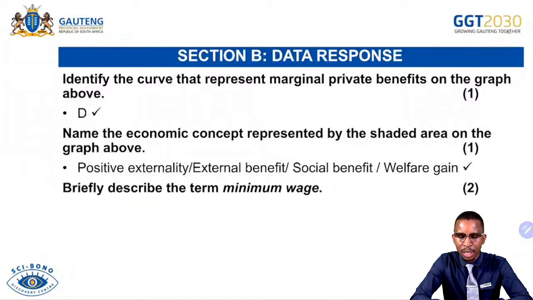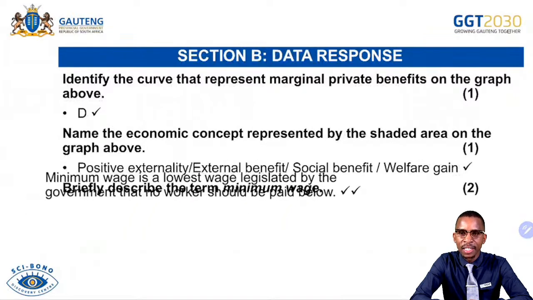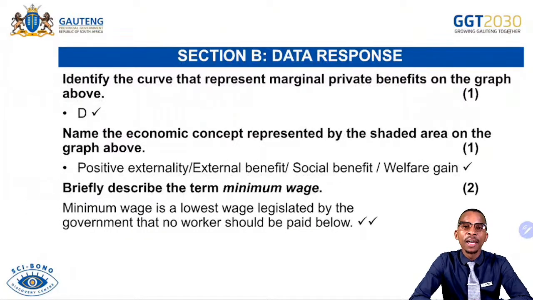Briefly describe the term minimum wage. So we know that that's the lowest wage that businesses can pay their employees. So it's a wage that no worker should be paid below in the organization. And that is legislated by the government to ensure that there is a fair distribution of income and wealth, and also labor is not exploited. Minimum wage is the lowest wage legislated by the government that no worker should be paid below.